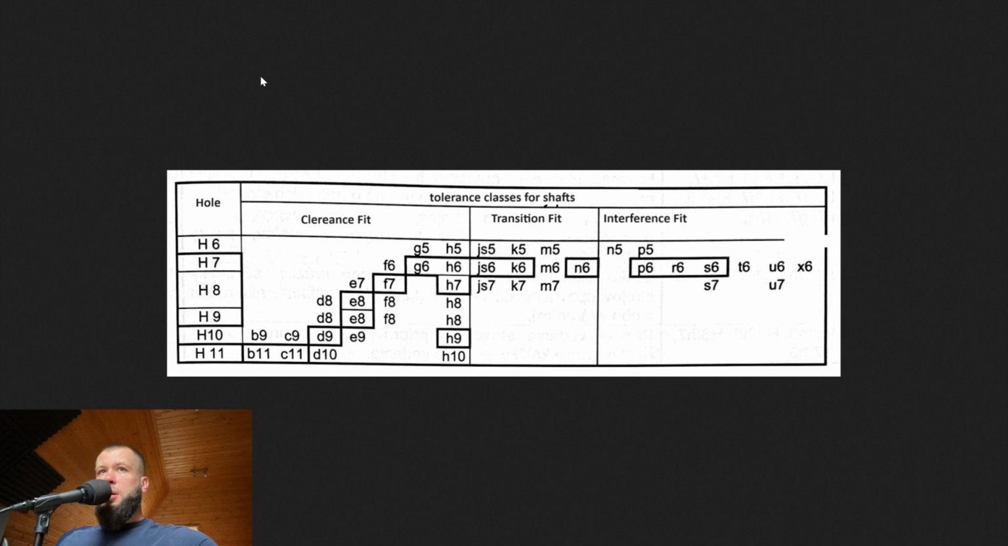The hole basis system is chosen for standard cases and to avoid an unnecessarily large number of tools for making holes, and gauges. For economic reasons, tolerance classes in a framed selection and combinations of tolerance classes in a uniform hole basis system should preferably be used, as you can see in this picture.